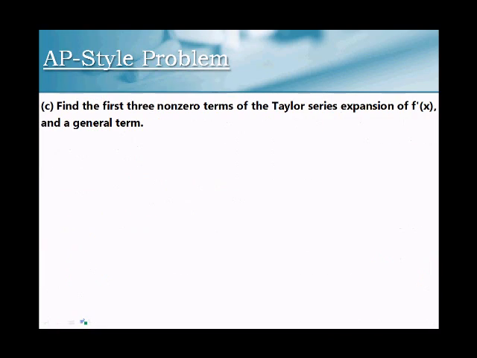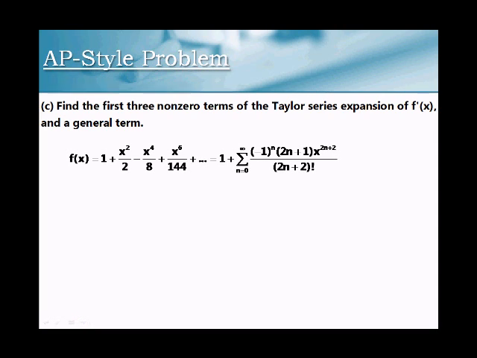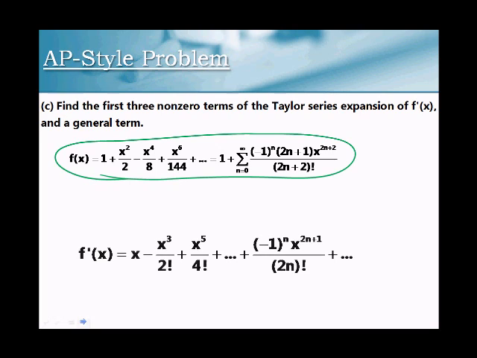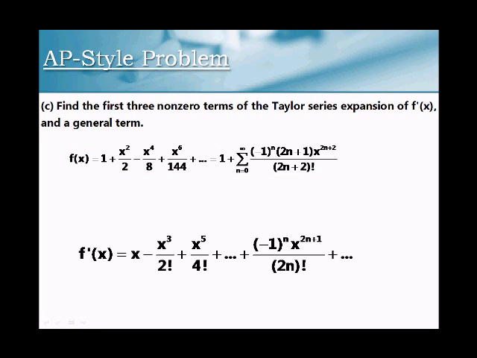Okay, now we're almost done. Part C says find the first 3 non-zero terms of the Taylor series of the derivative of the function f, and also a general term. The easy way to do that is to take the answer that we already found, and here it is. This is the answer we already found in the previous part, and literally just take the derivative of it. So the derivative of 1 goes to 0. We don't need to worry about that one.